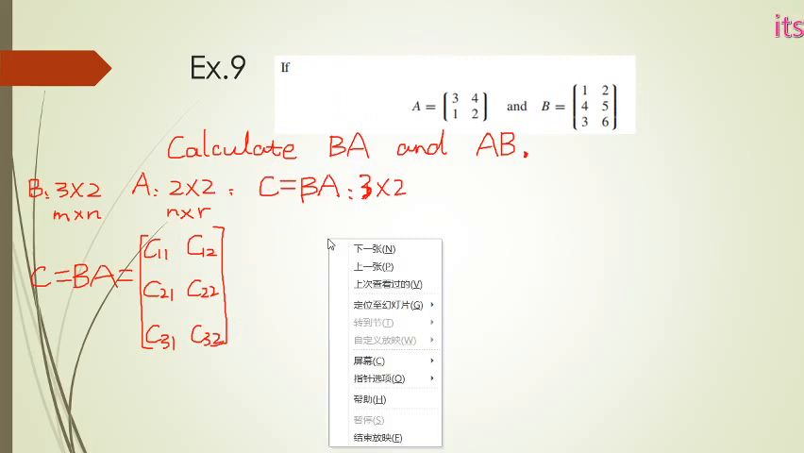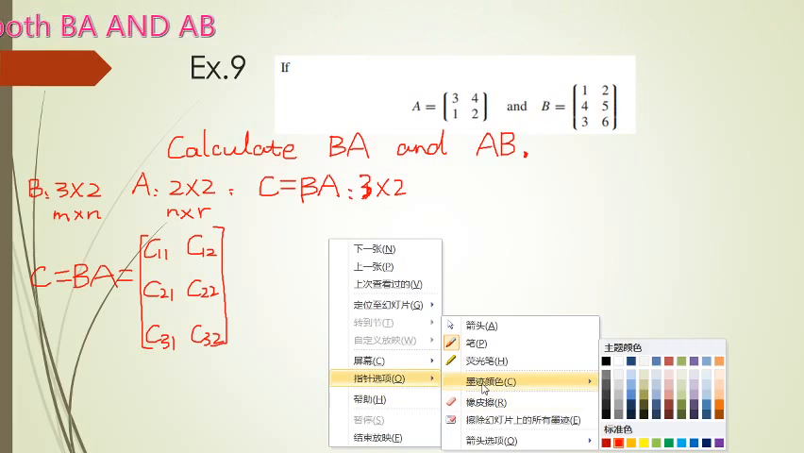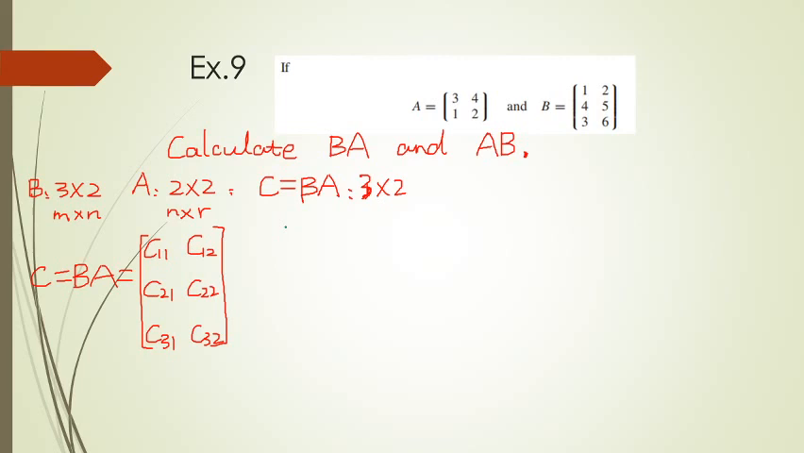And then let's calculate, okay? C11, what is C11? B times A, so that will be B's first row vector times A's first column vector, right? 1, 2 times 3, 1, that is pretty easy. 1 times 3 plus 2 times 1, which is 5, right? And then C12, which is first row vector times the second column vector in A. So that is first row again. 1, 2 times 4, 2, right? 1 times 4 plus 2 times 2, which is 8.